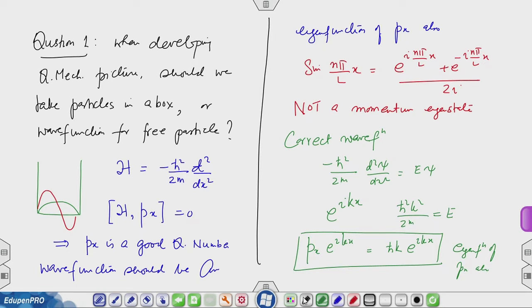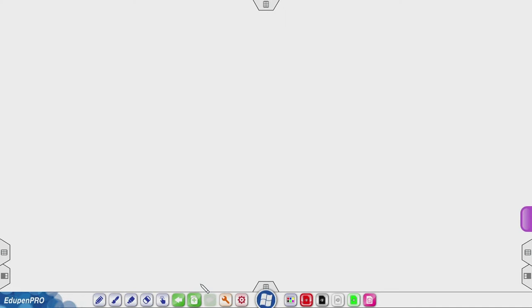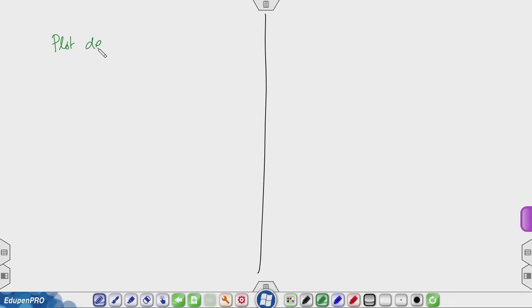The second, related reason for taking this wave function is what you are going to learn through the question I am going to give you now. Plot the density of, let us say, 1000 particles in a box. Is this density uniform?